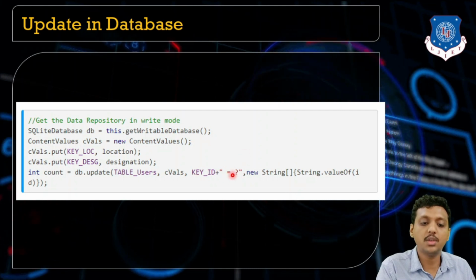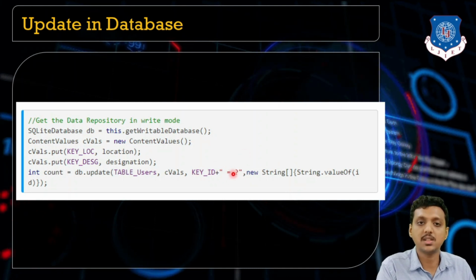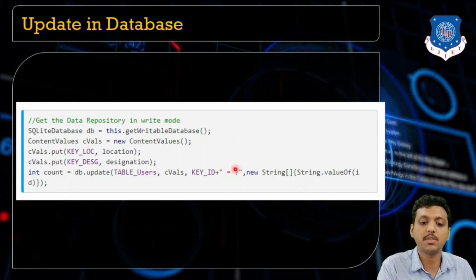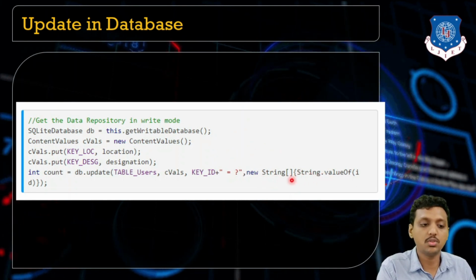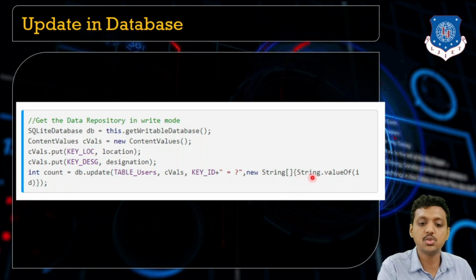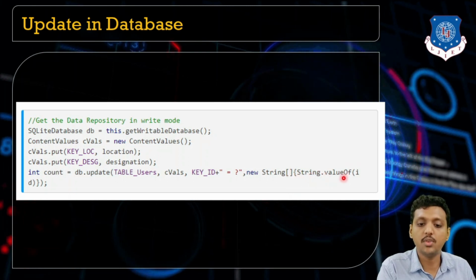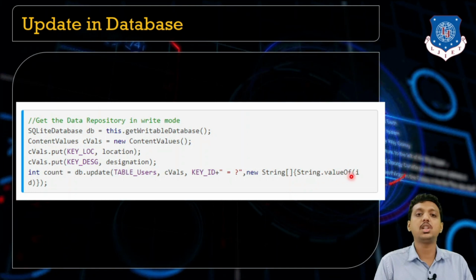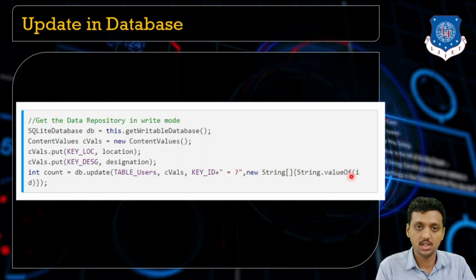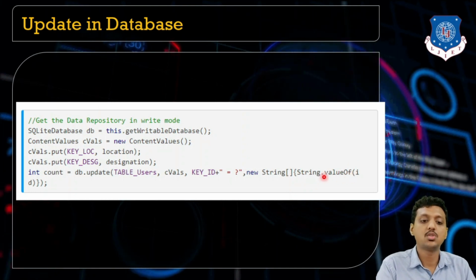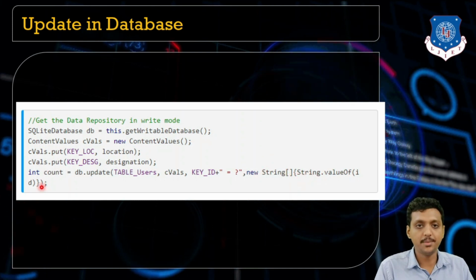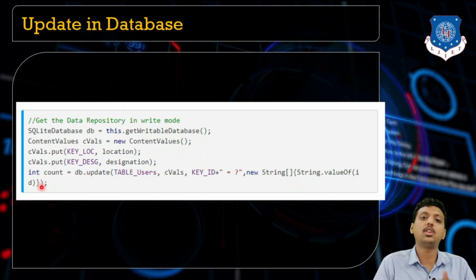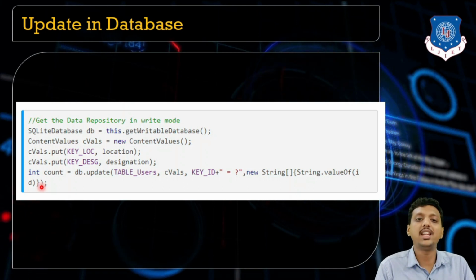Now instead of the question mark, we need to pass some values. The values for the question mark will be passed over here like new String array. We are going to make a string of the value of ID, because ID is an integer and we just need to convert ID to a string. So it is a new String array of ID. Fine. So if the user clicks on the first button, then the ID is 1.